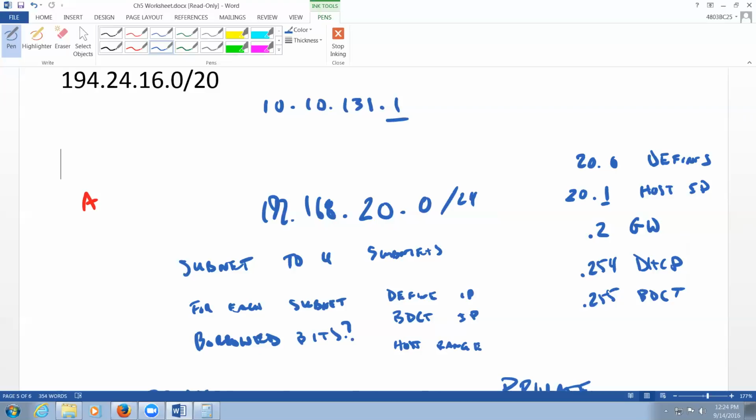Exactly. So the first thing to do is just go 0 to 63, 64 to 127, 128 to 191, 192 to 255.